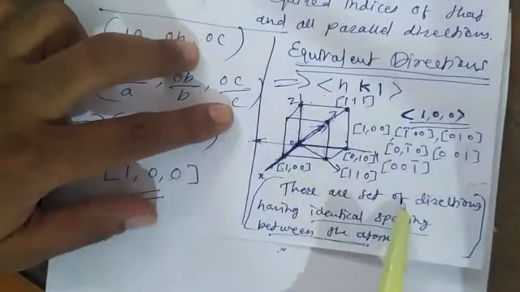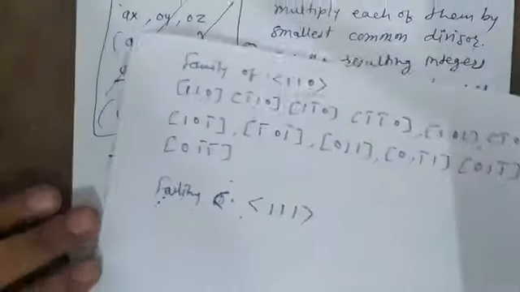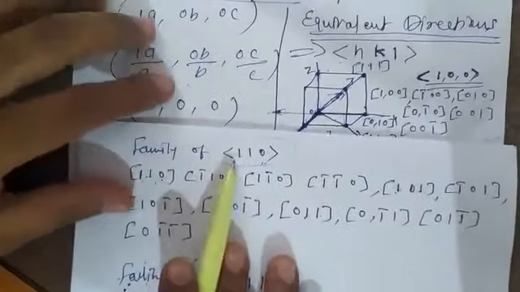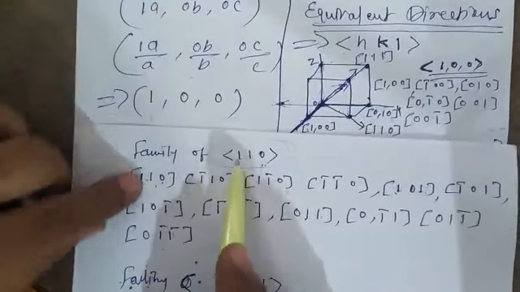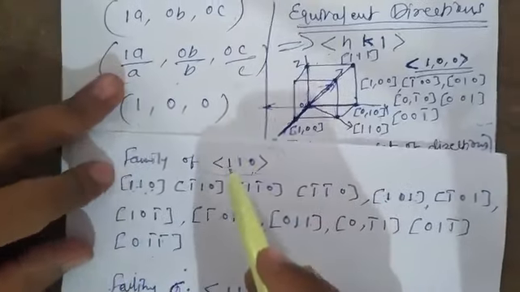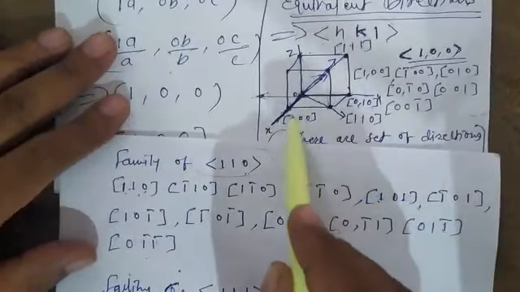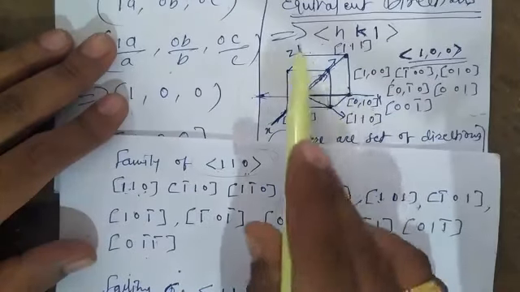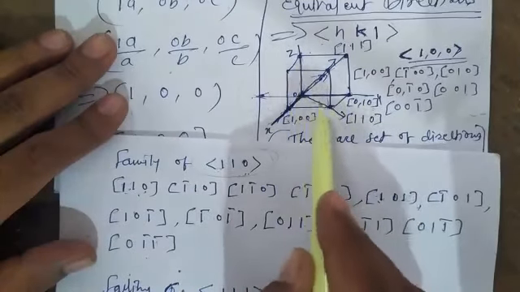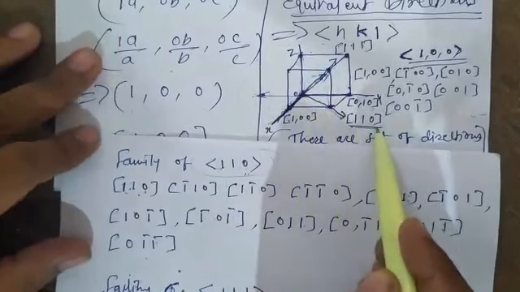Similarly, let us consider the family of 110. Now, what is the direction 110? That is 1 along the x-axis, 1 along the y-axis, and z-axis is 0. It means that along the x-axis and y-axis, and along the z-axis it should be 0. That is this point, this lattice site. That means this direction must be the direction 110.